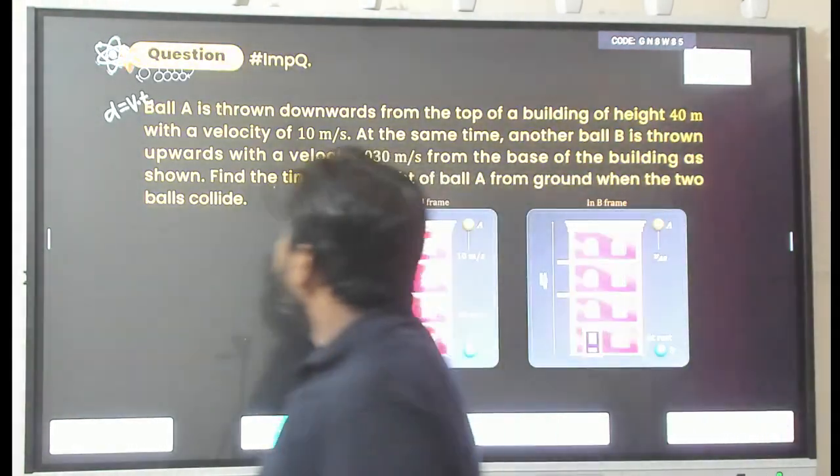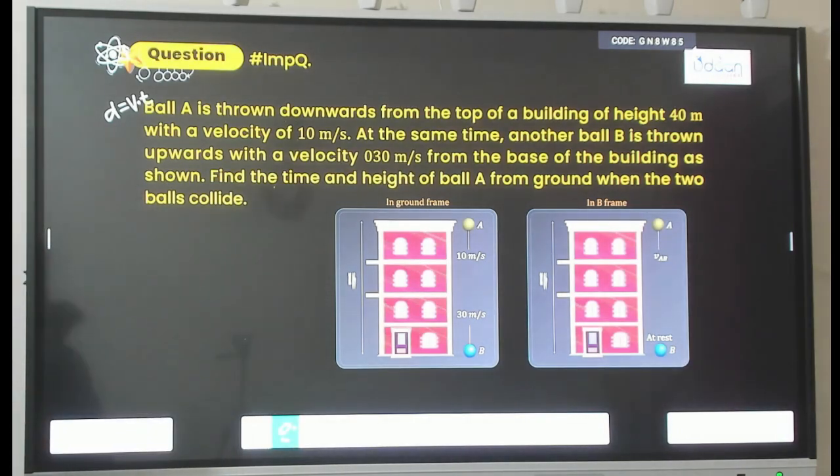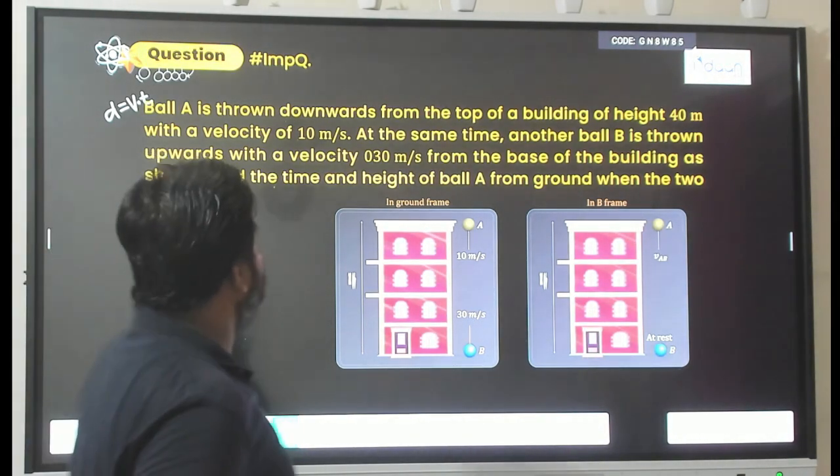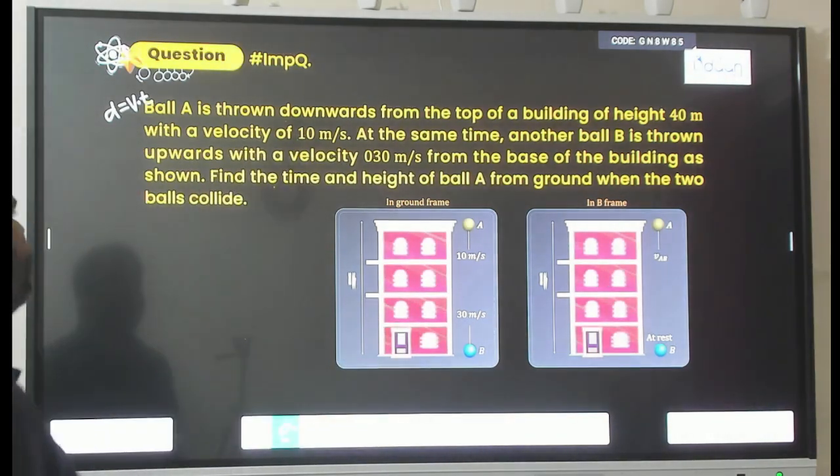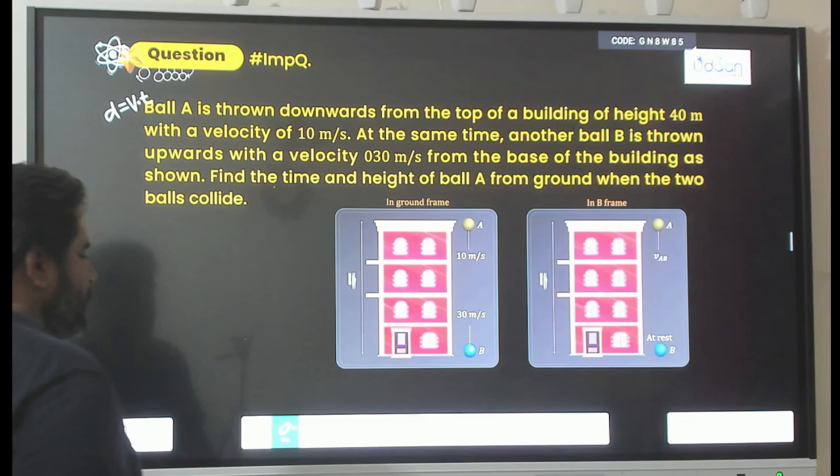Ball A is thrown downward from the top of a building of height 40 meter with a velocity of 10 meter per second. At the same time, another ball B is thrown upward with velocity 30 meter per second.